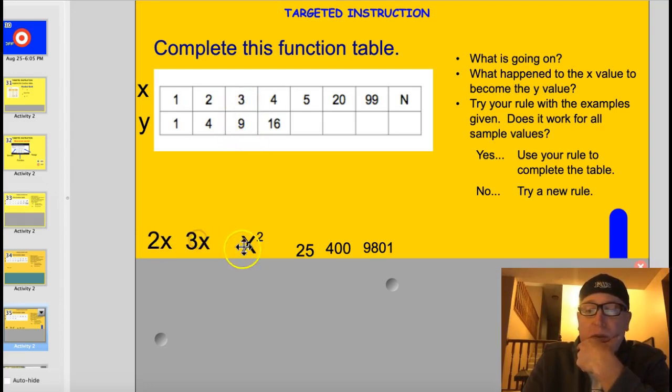Then I started thinking, well, could it be x squared? Well, 1 squared is 1, 2 squared is 4, 3 squared is 9, 4 squared is 16. I got a pattern here.